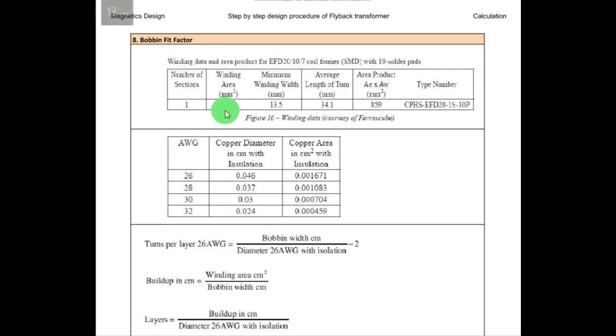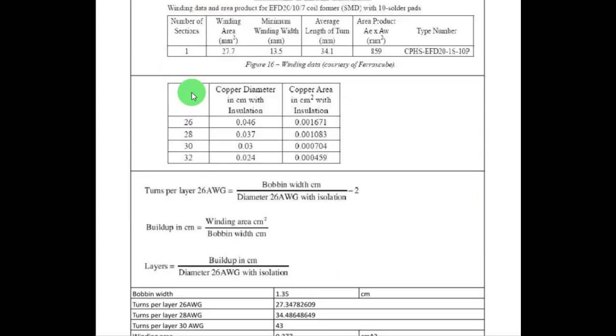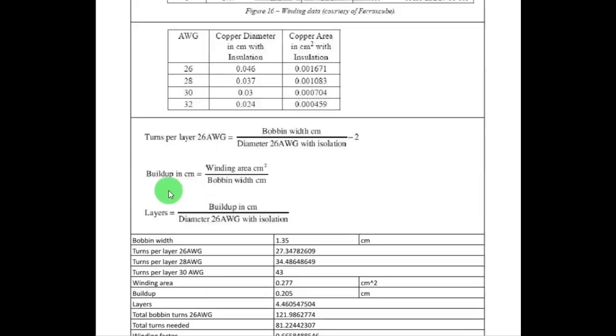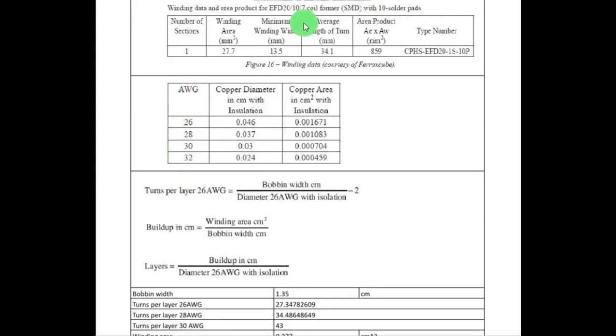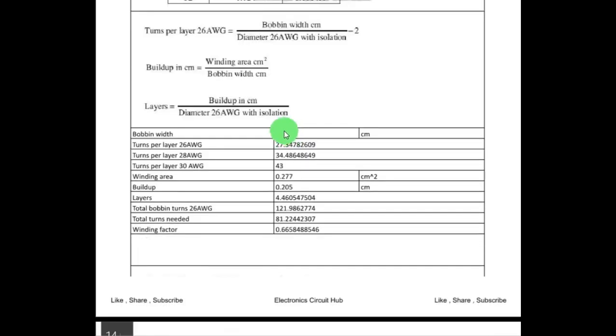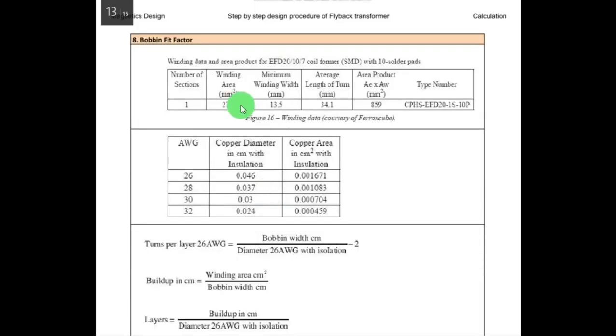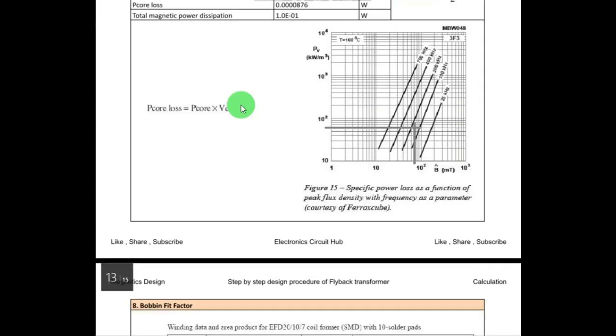The last thing you need to consider is the bobbin fit factor. You can calculate the bobbin fit factor by using this formula. Everything is given to you in your data sheet. You can see winding area, minimum winding width, average length of turn, area product, everything is given for the core I have chosen. Now you can see for 26, 28, 30 and 32, you can use this value directly in the formula and calculate the bobbin factor. For this calculation, the bobbin factor I got is 0.66, which is less than 1. That means whatever wire gauge and number of turns I have selected for that particular core fits in your bobbin. So that is okay.